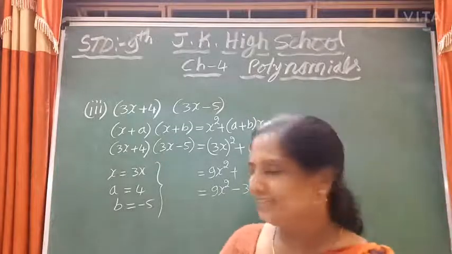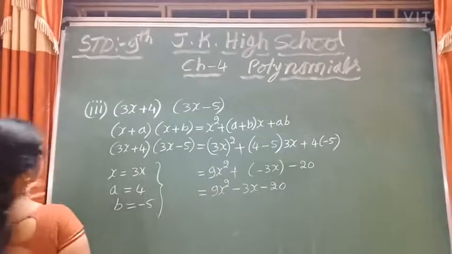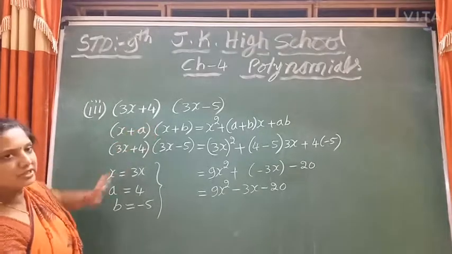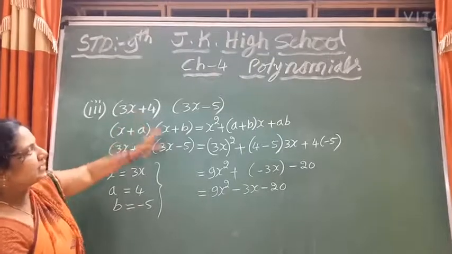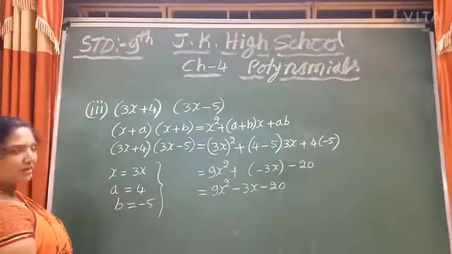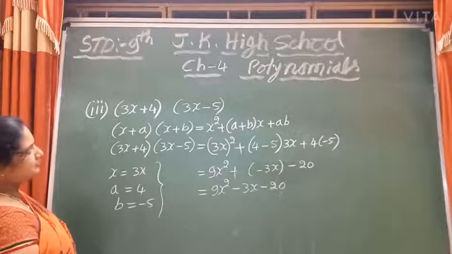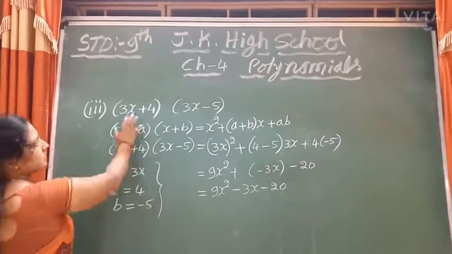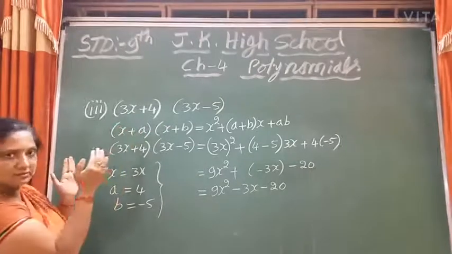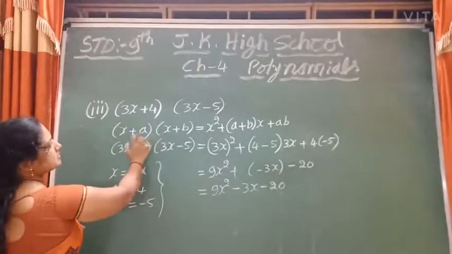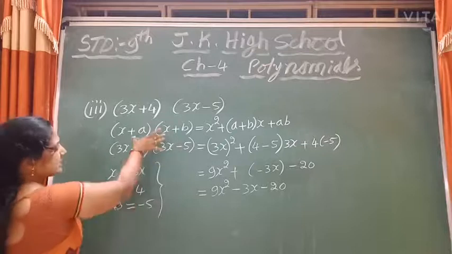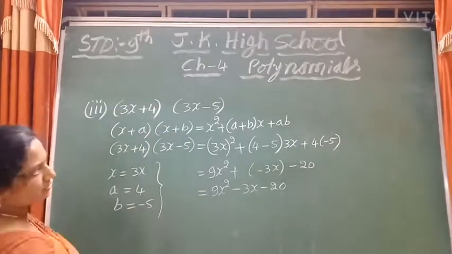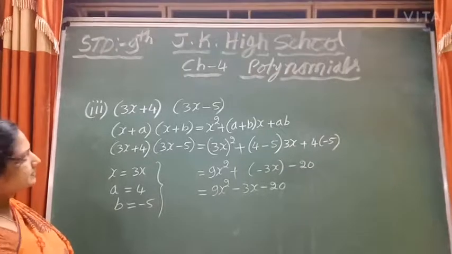Hello children, now I am going to continue. Third question, 3x plus 4 into 3x minus 5. I can find out these two binomials' product by using identity. You observe this question. When you observe this question, you come to know these two terms are there according to this identity. If the LHS side is in this manner, then the RHS side is nothing but the product of those two binomials.